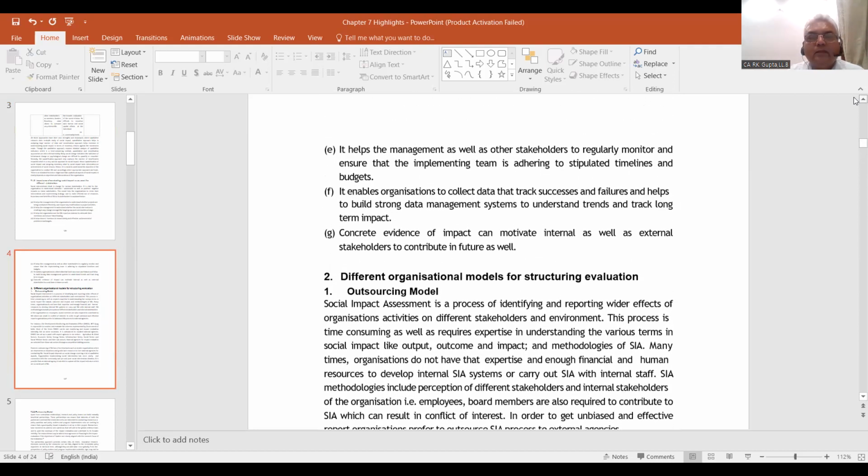Now, what are the different organizational models for structuring evaluation? So first is the outsourcing model. Now you want to get this assessment done. So assessment is some sort of valuation because you are doing some good work and you want to get its impact assessed.